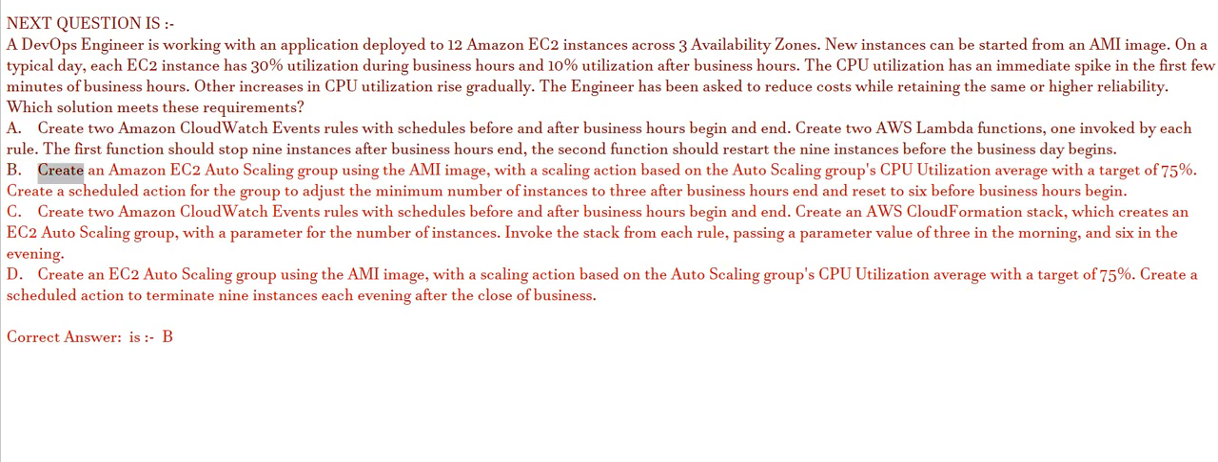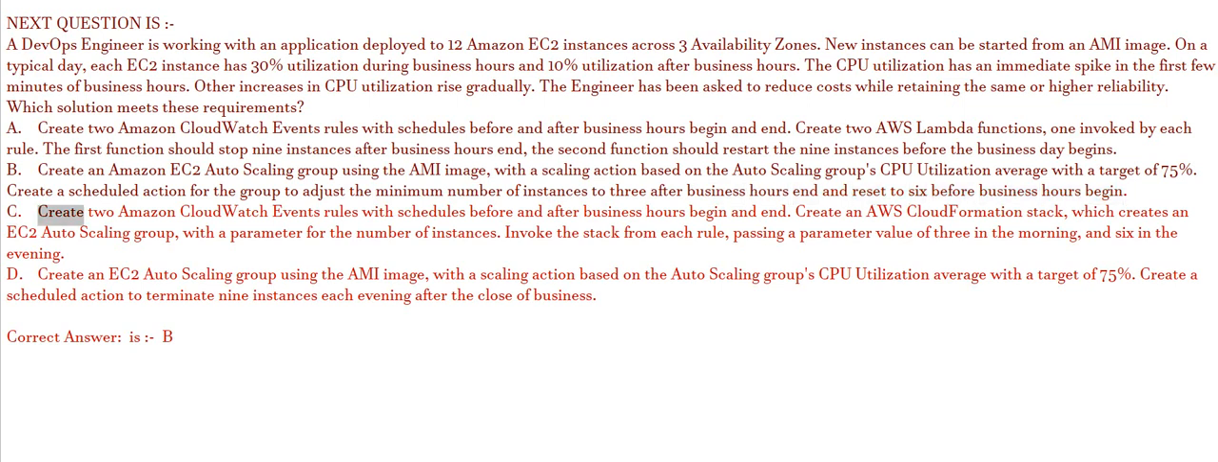B. Create an Amazon EC2 auto-scaling group using the AMI image, with the scaling action based on the auto-scaling group's CPU utilization average with a target of 75%. Create a scheduled action for the group to adjust the minimum number of instances to 3 after business hours end and reset to 6 before business hours begin.